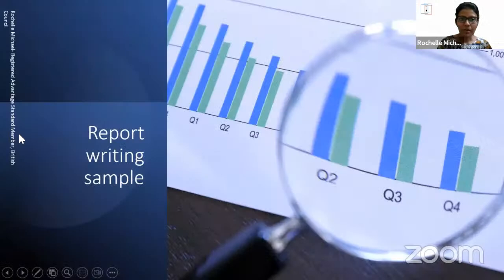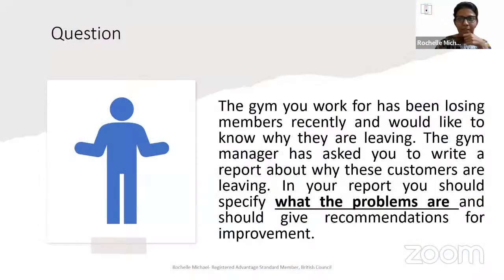Okay, now I am going to show you a quick sample. Okay, so this is a very basic sample. It's about 150 words if I remember. This is the question. Okay, this is the question.